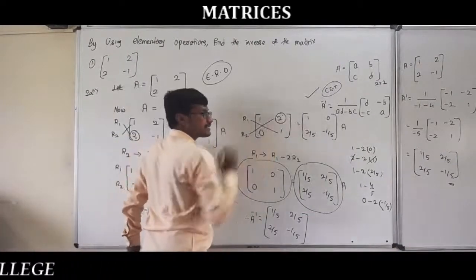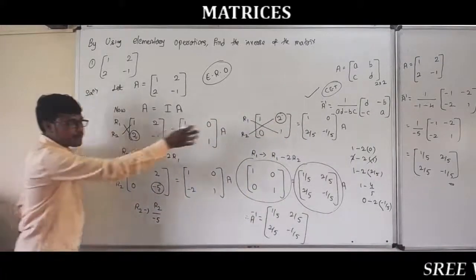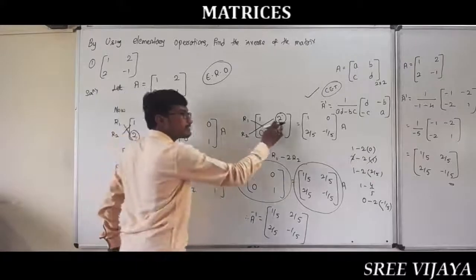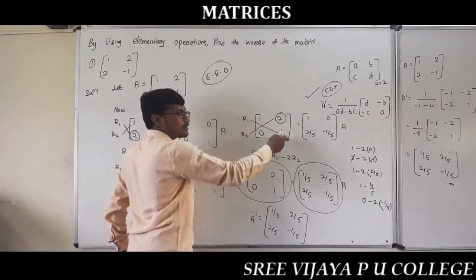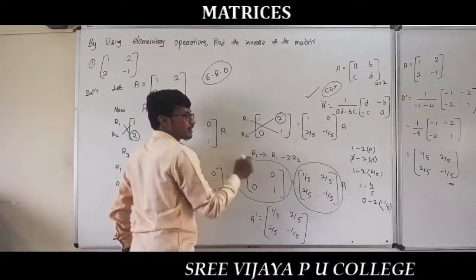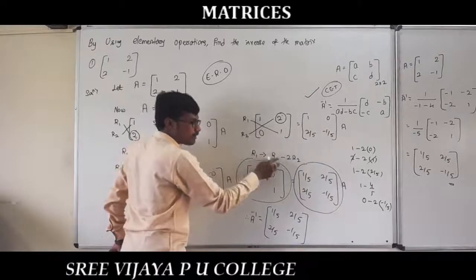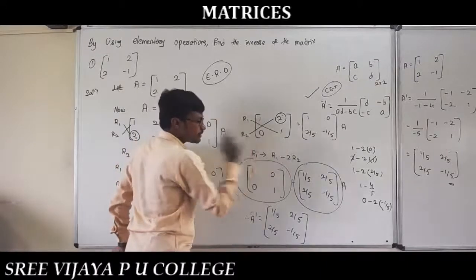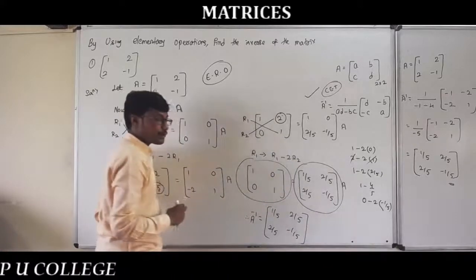So to make this a 0, I follow the same step I applied in the first case. R1 changes to R1 minus 2R2, taking the elements with multiplication. So 1 into R1 first becomes R1, right? 1 into R1 minus 2 into R2 is the new R1. Now R1 changes to R1 minus 2R2, which is an elementary operation.